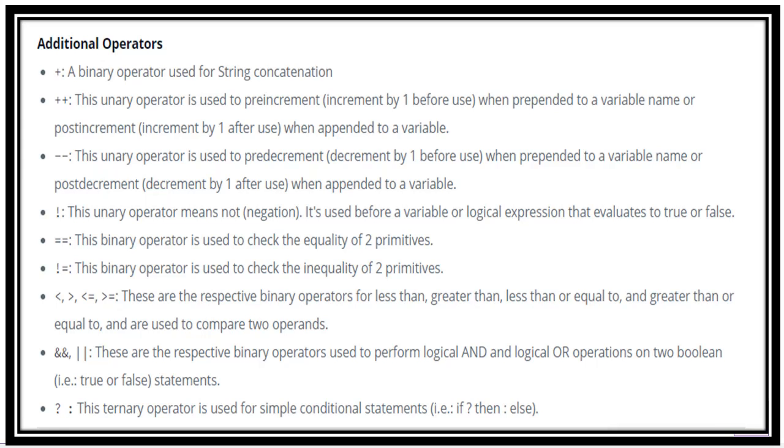And next one is not. This unary operator means negation. It's basically used before a variable or logical expression that evaluates to true or false. This is basically used in while loops and if statements.